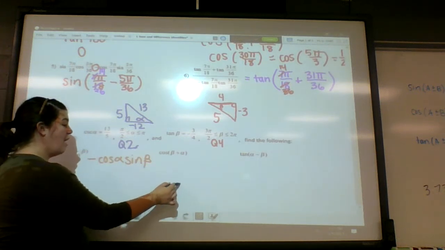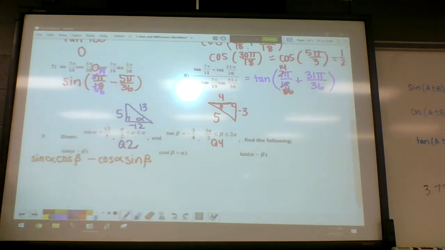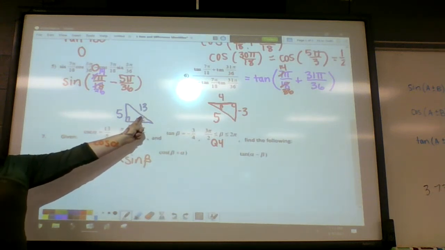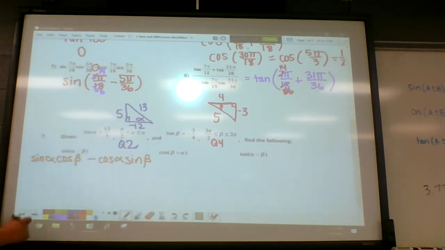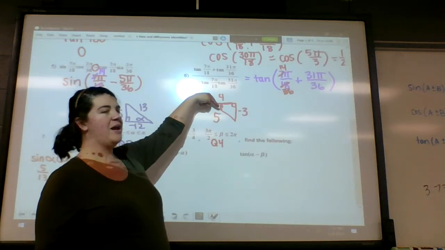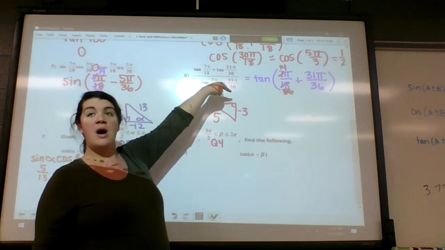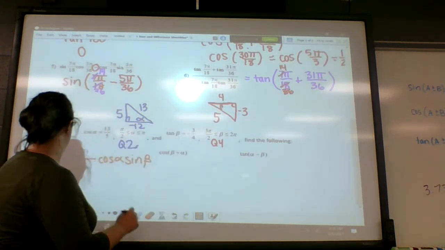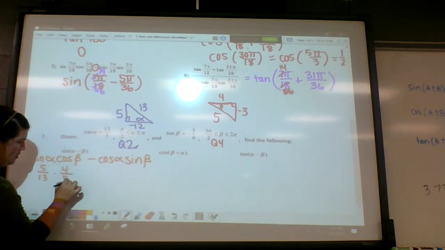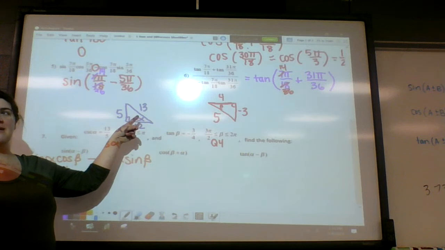And you can find all of these trig functions here using the two handy-dandy triangles. So sine of alpha, if you go to alpha, sine would be 5 over 13. Times the cosine of beta. So you have to go to the beta triangle. Cosine of beta would be 4 over 5. And then minus, and then we're back to alpha. This time we need the cosine of alpha.